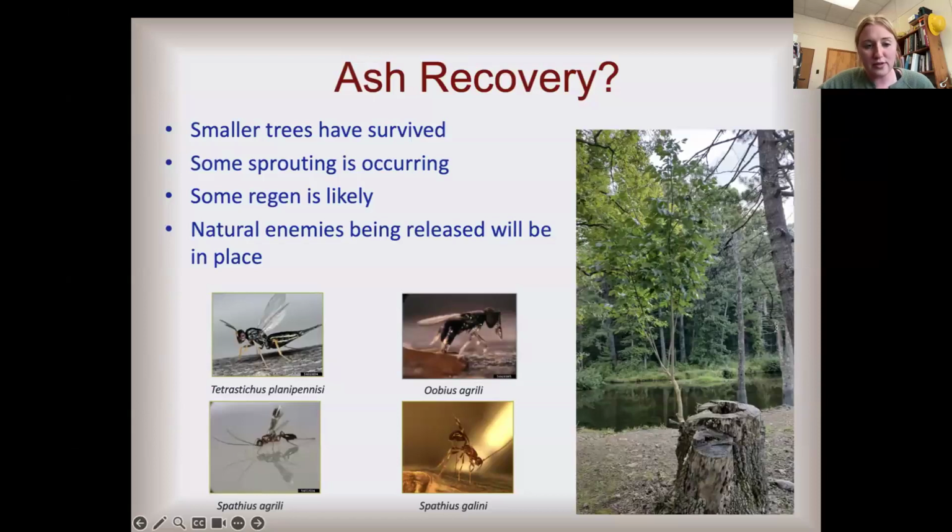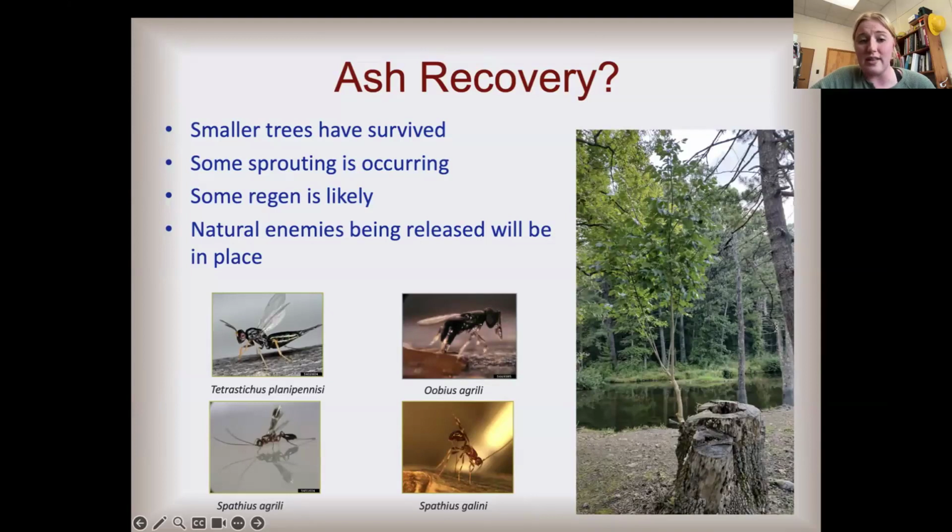Ash recovery, what does that look like? Well, smaller trees have survived. We see some sprouting. You can see here in this picture on the right, it's a tree that was cut down, but you'll see sprouting occurring after the tree was cut down. So regeneration could be likely. And again, we're really hoping that these natural enemies being released will help also manage those populations.